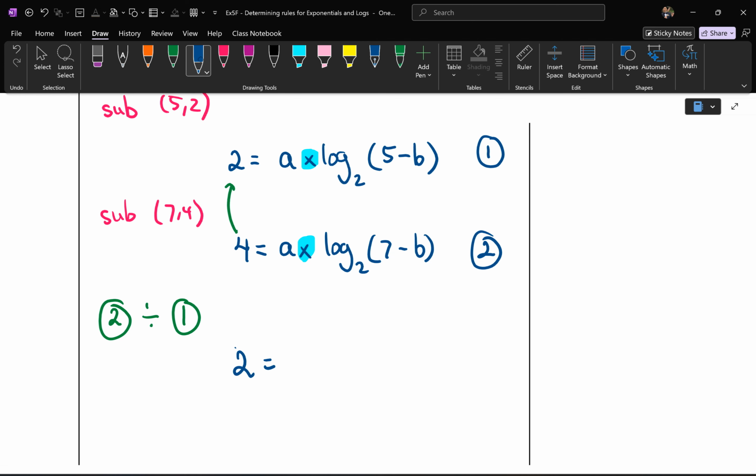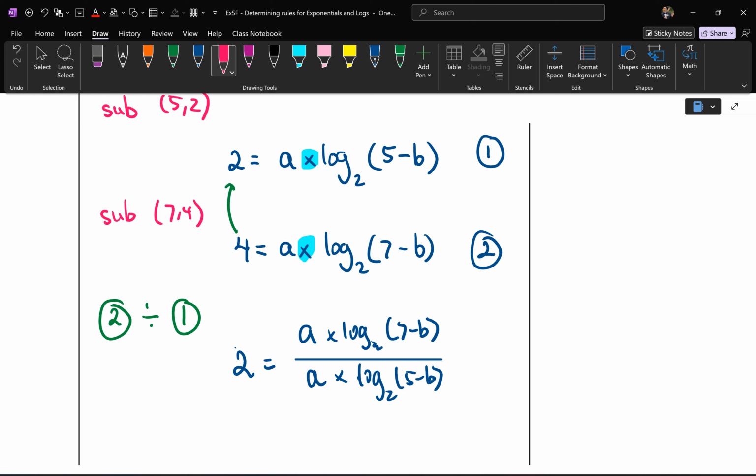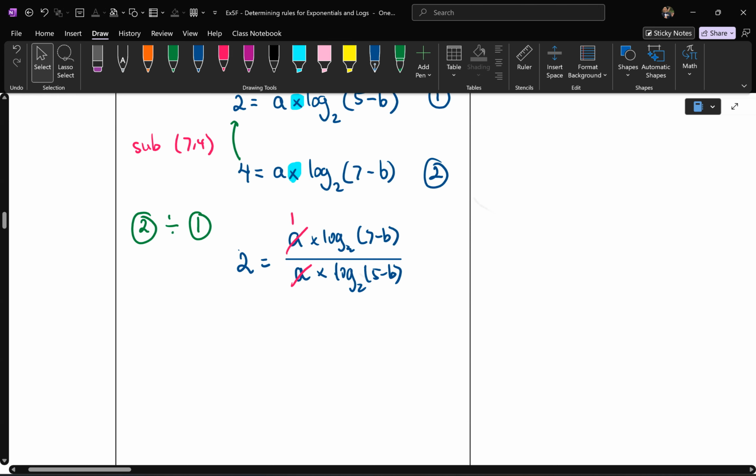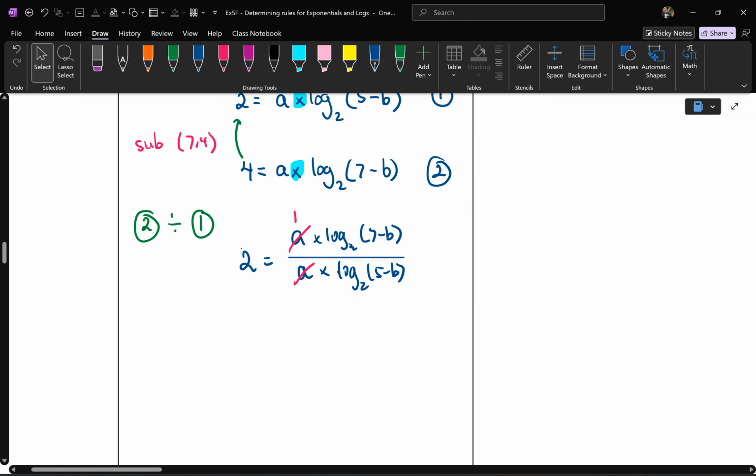And then what you notice here is I'm saying A times log base 2 of 7 minus B divided by A times log base 2 of 5 minus B, and what nicely happens here is the A's cancel out. A divided by A is 1. So I've eliminated one of the variables. This is kind of like how you do with add, subtract. In this case, you don't have to. You're dividing. So that's the first step.